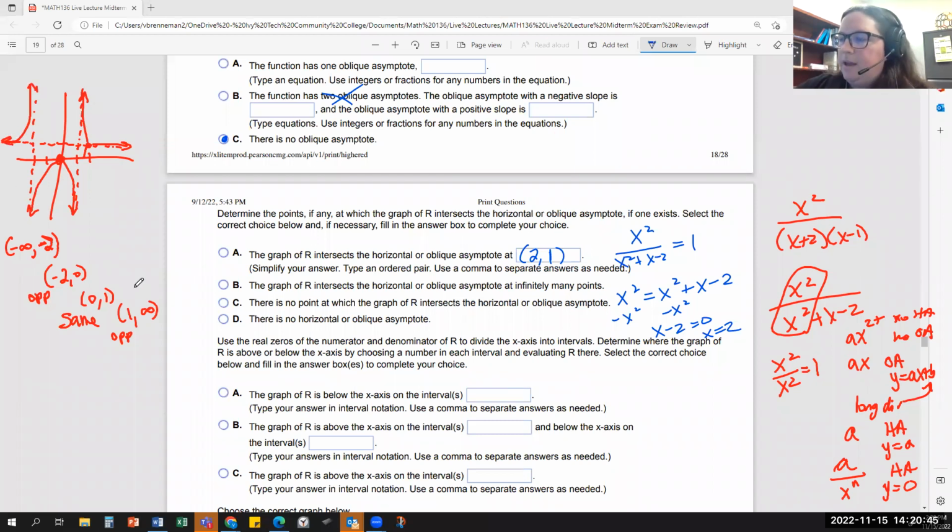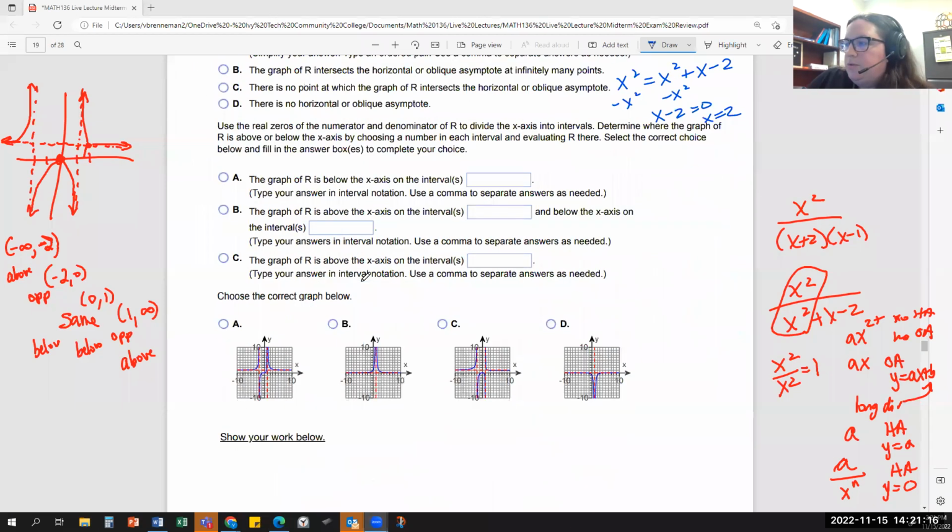So we have then above the x-axis on the interval from 1 to infinity. For x values between 0 and 1, it's below. Between -2 and 0, it's still below. But we can't just combine those into a single interval and say -2 to 1, because at 0, it's not below the x-axis, it's on the x-axis. Then for x values between -infinity and -2, the graph is above.